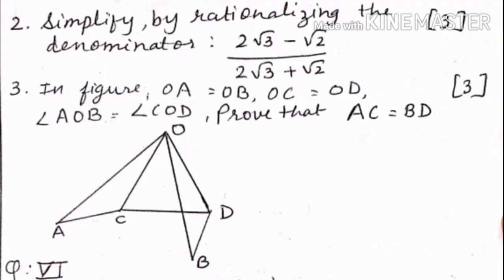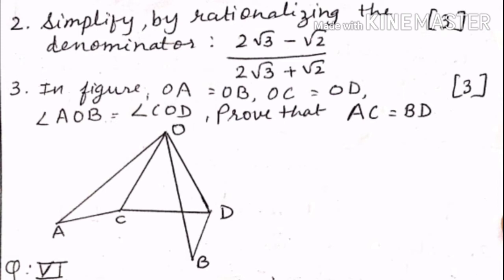Now question number 2. Simplify by rationalizing the denominator. Again chapter number 1. In this you can see we want to rationalize the denominator. So the denominator is 2 root 3 plus root 2. First of all I will choose the rationalizing factor, that is 2 root 3 minus root 2, which we will multiply upside down.